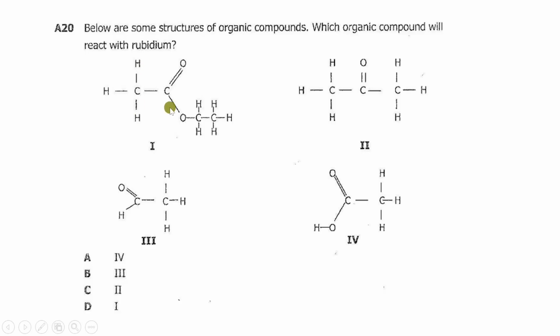So, when we check here, an organic compound that reacts would be an organic acid. And an organic acid should have a functional group, something like COOH at the end. This one doesn't have COOH. This one doesn't have. This one has. You have seen COOH. So the answer is this one, which is 4. So the answer is A.